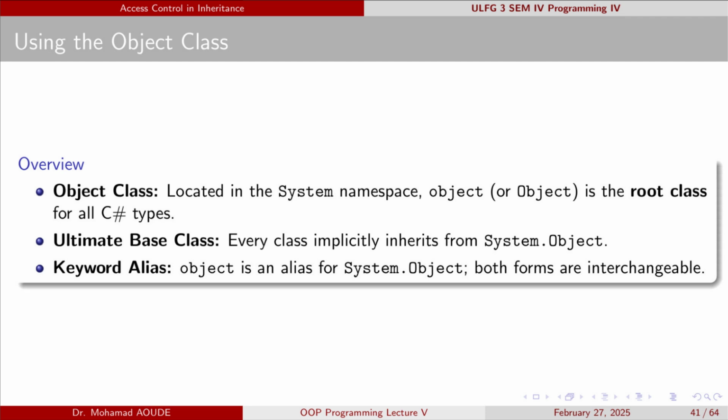Every class in C# ultimately inherits from the object class, even if you don't write it explicitly. Object, lowercase, is just an alias for System.Object. That means every class has default implementations of ToString, Equals, GetHashCode, and GetType. These are the universal tools available to all objects. Understanding this root relationship helps explain why all types have certain capabilities by default, even if you don't declare them.